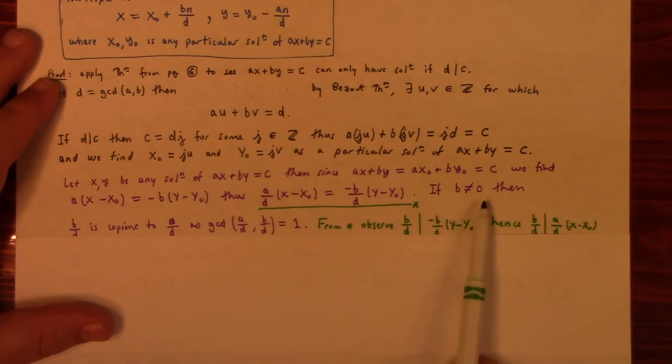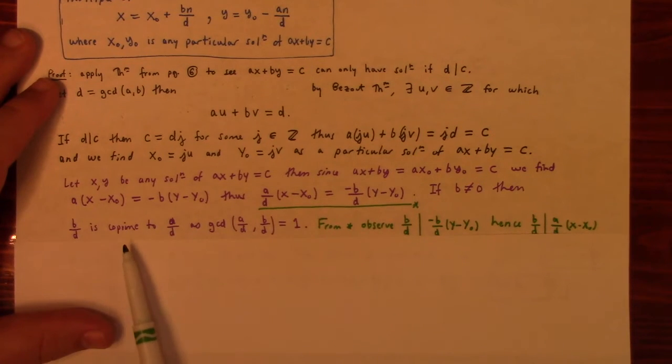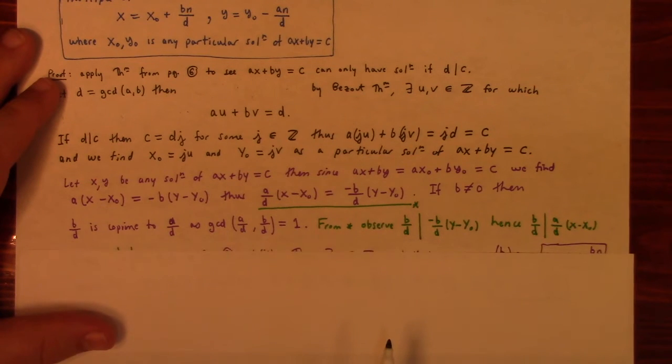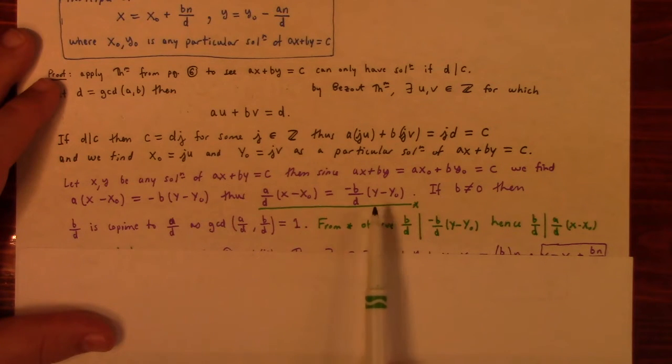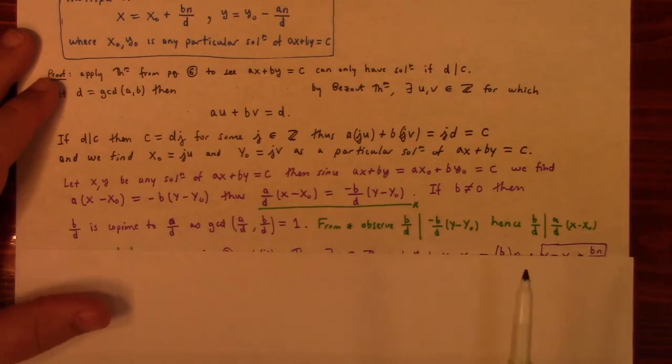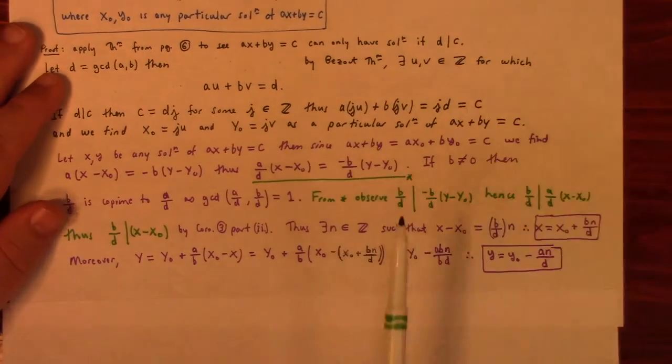So if b is not equal to 0, then b over d is coprime to a over d. As we proved earlier in this lecture, the GCD of a over d and b over d is 1. So what do you got? Well, b over d divides the right-hand side. That's just obvious, right? And if it divides the right-hand side, it must also divide the left-hand side. But b over d and a over d are coprime, which means if b over d divides this product, it has to divide x minus x naught. That's the only choice.